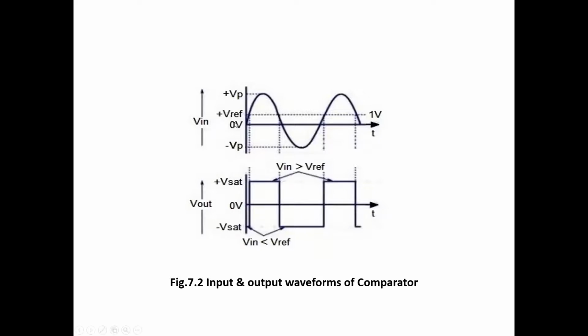If we apply a sine wave as input voltage to the comparator, in this case, when Vin is more than V reference, the output is in positive saturation. When Vin is less than V reference, then the IC goes to negative saturation. We have to find these positive and negative voltage saturation points.